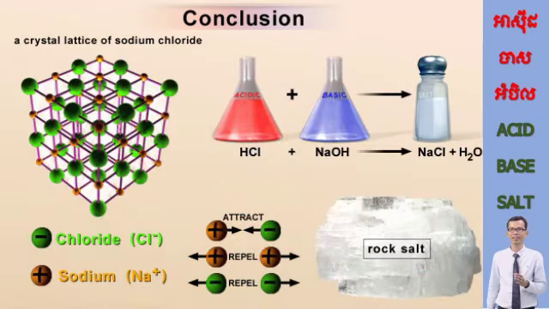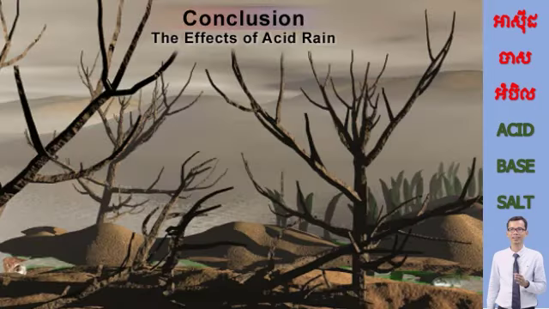Salts result from reactions between acids and bases. Salts, such as sodium chloride, display very different properties from either acids or bases, and are usually found as crystalline solids. And finally, you learned about some of the impacts that acid rain has on the environment.